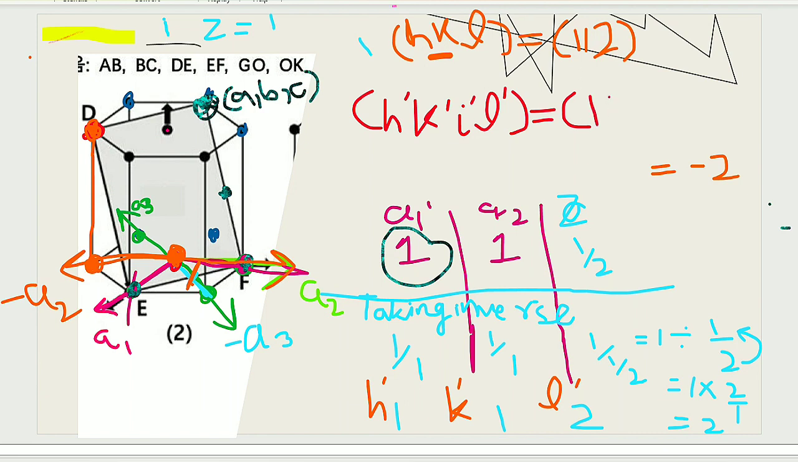Finding out Miller-Bravais indices from Miller indices is super easy, as you can see. i' is negative 2, which is 2 with a bar over it to show the negative sign. l' is equal to l, which is 2. So these are the Miller-Bravais indices. This is the Miller index and this is the Miller-Bravais index for plane 2 in figure 2. Alright, now we'll do it for plane 3 in figure 3.